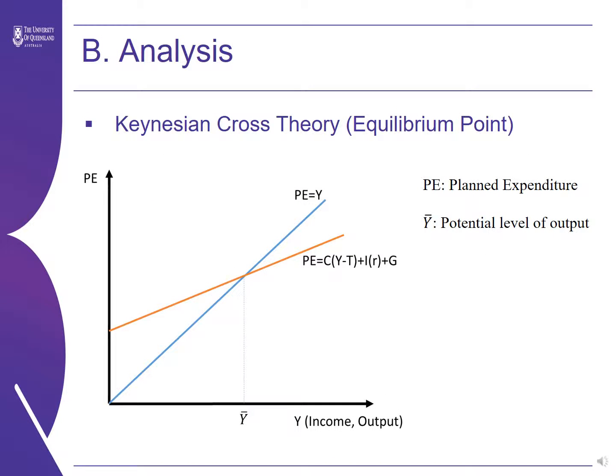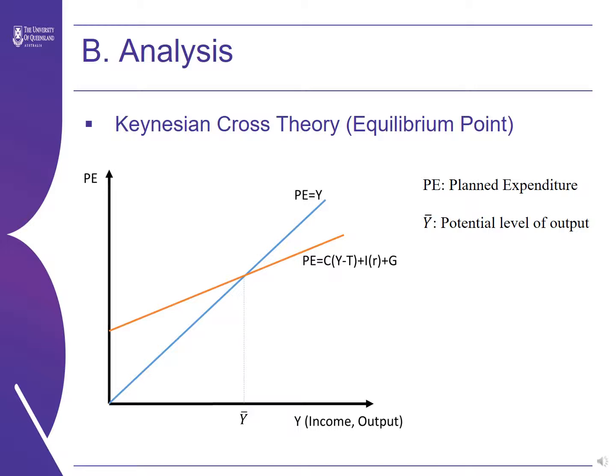In part B, we will analyze the macroeconomist view by using Keynesian cross theory. This theory is introduced by J.M. Keynes, a closed economy model in which income is determined by expenditure. The planned expenditure is a function of consumption, investment, and government spending in the closed economy.